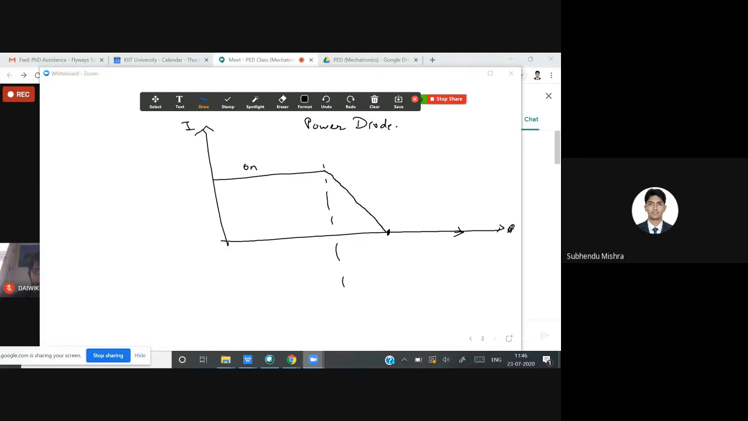Sorry, this is the current, and let's say this is the time. This current does not become 0. It takes a significant amount of time to become completely 0. Instead, it becomes a negative value, and then a small reverse saturation current is flowing, which is the leakage current. This is the I on, and between that, what we have is this current, the I RR, the reverse recovery current.